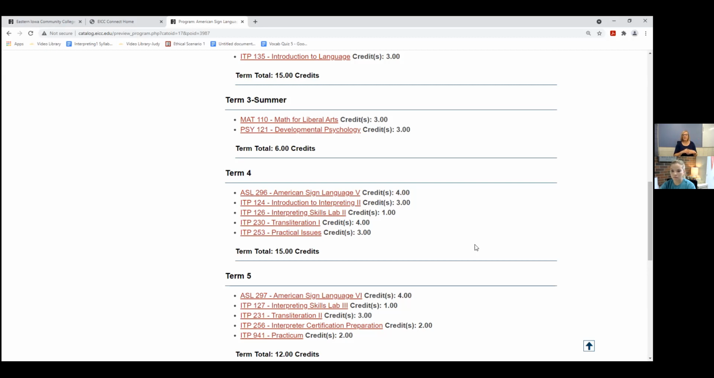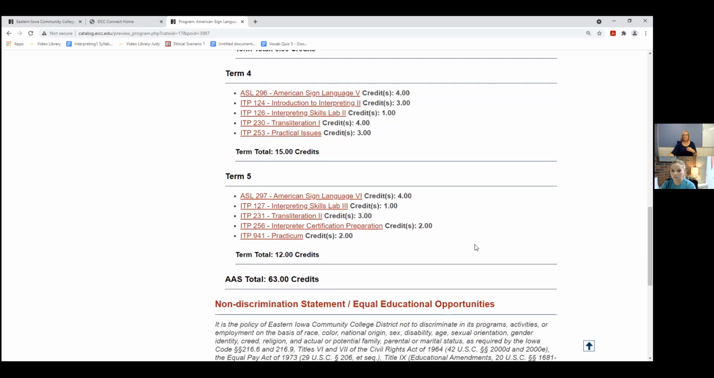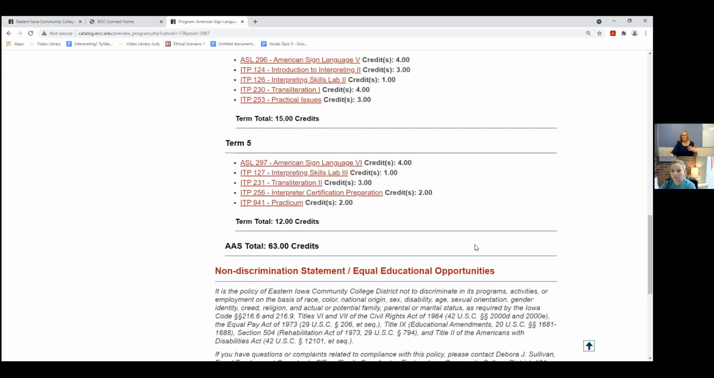And then practicum is an experience that we pair with Interpreting Skills Lab 3 that gives all of our students hands-on experience going out and interpreting for clients in their various situations, with a mentor with them at all times, who's a fully licensed interpreter with lots of experience and willing to give you that one-to-one mentorship to help you take the skills that you've learned in class and apply them to real life situations with clients, both deaf and hearing. Okay, so the AAS is a total of 63 credits.